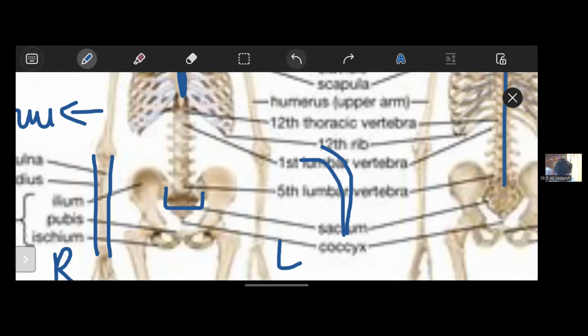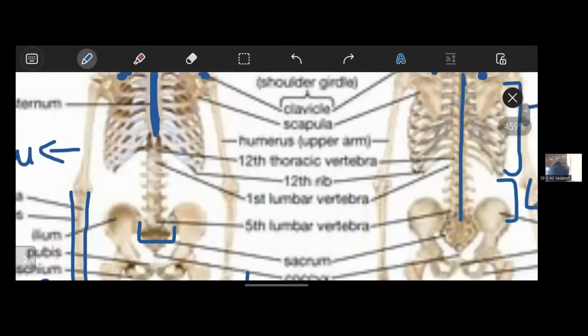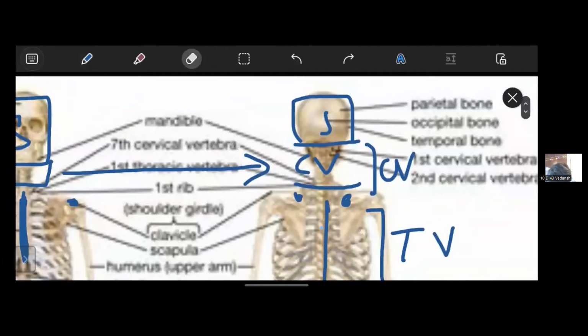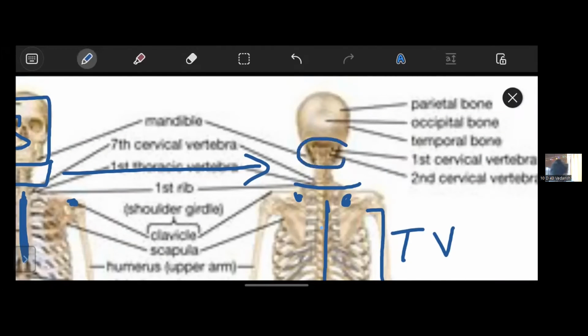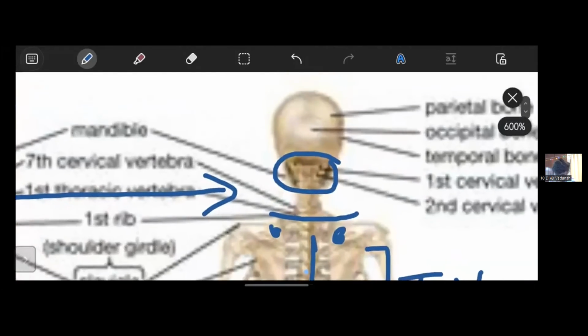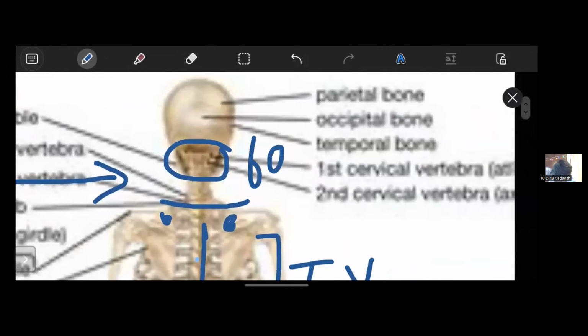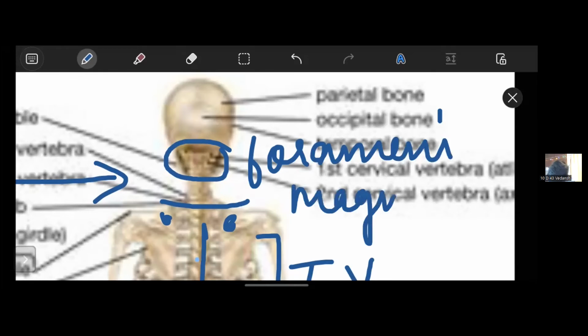Now, I forgot to tell you one thing. You see this indentation over here? This indentation is known as the foramen magnum. It is basically a gap.